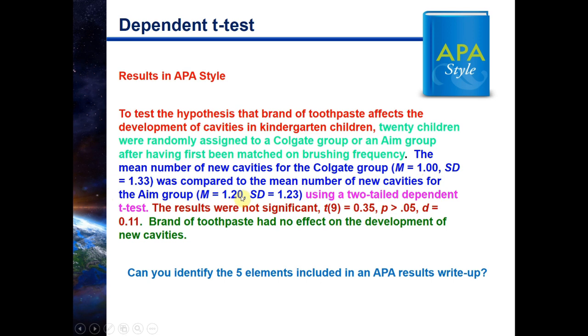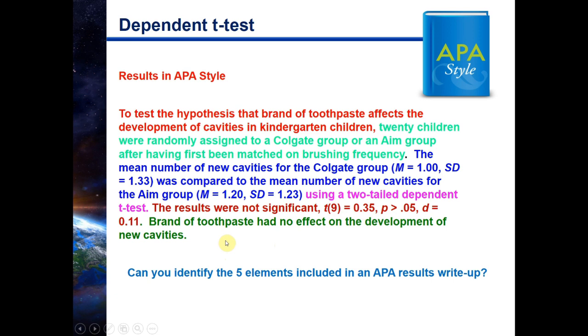The third element is to identify the test that you used in your analysis, and that's here in pink, using a 2-tailed dependent t-test. The fourth element is to state whether it's significant or not, followed by the statistical notation. So the results were not significant. And then the degrees of freedom, the actual value of t, and then the probability of this t value here, followed by Cohen's d.